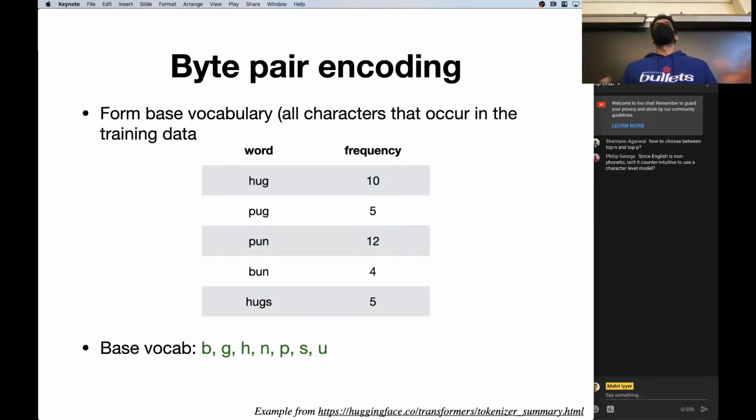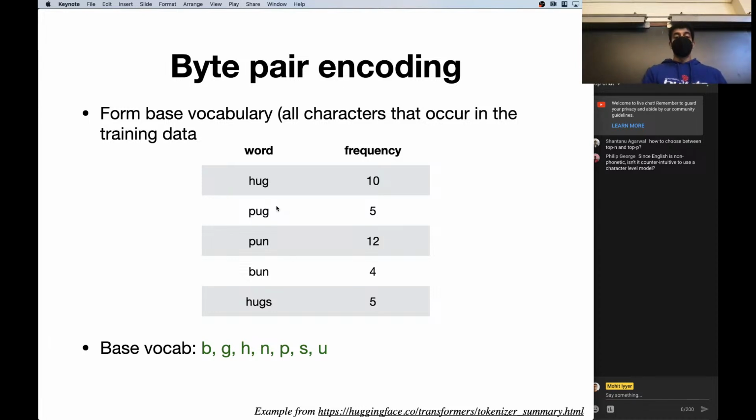Yeah, I'll fix the slide later, but the first step here is to run word tokenization. So I get some input string my data set is encoded in. I apply something like whitespace tokenization to split this up into words. And then I will just count up the frequency with which all of these words occur.